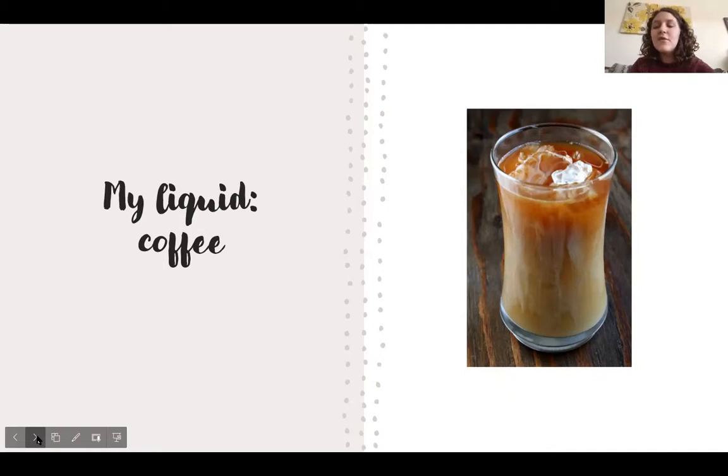Okay, what about a liquid? Can you guys do a liquid? What do you think that a liquid is? Think about it. I'll give you guys a few more seconds. Yeah, it's something that moves around to take the shape of the container that it's in. Just like in this picture, it took the shape of the cup.